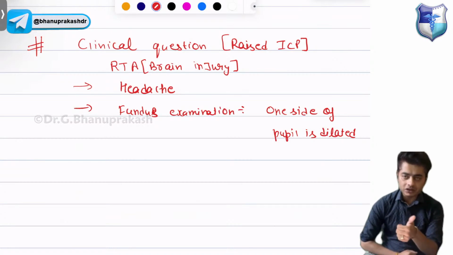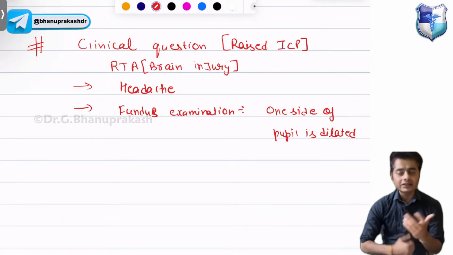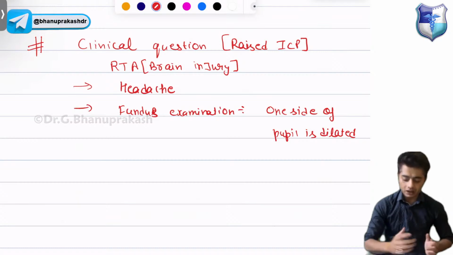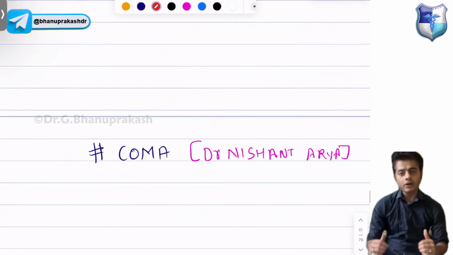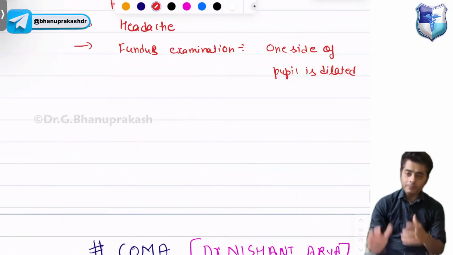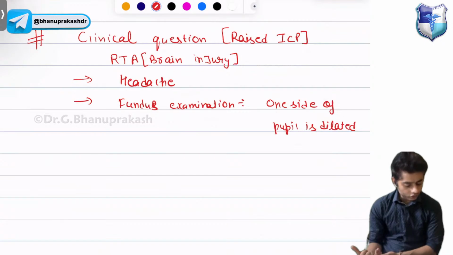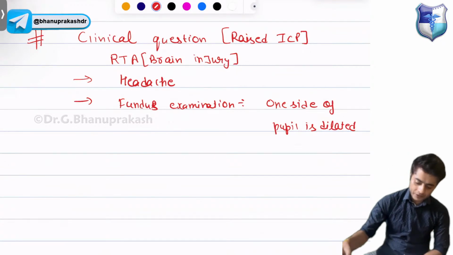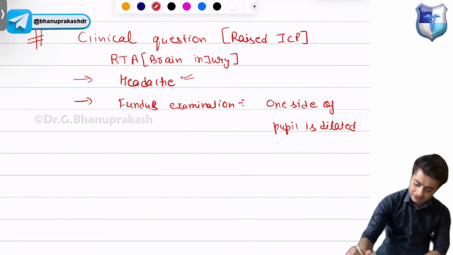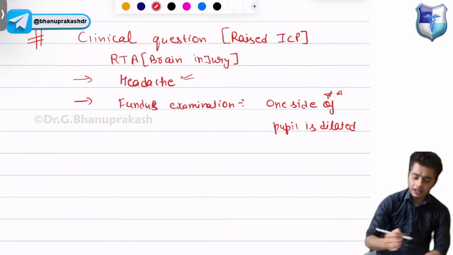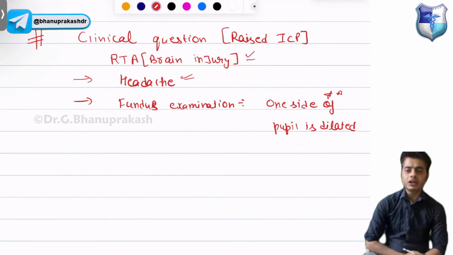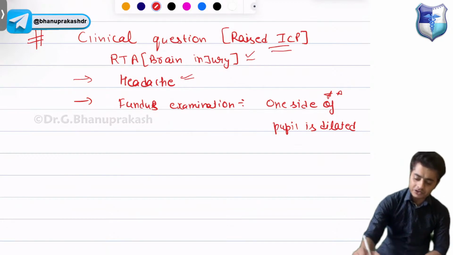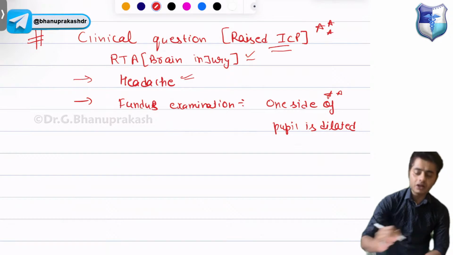Because if you do not approach this patient as quickly as possible, the patient will land into coma. Today our lecture is all about coma, but can we prevent anyone from going into coma? The patient had headache, one side of the pupil was dilated on fundus exam, and suffered RTA brain injury. So what is this patient? This is a patient of raised intracranial pressure.